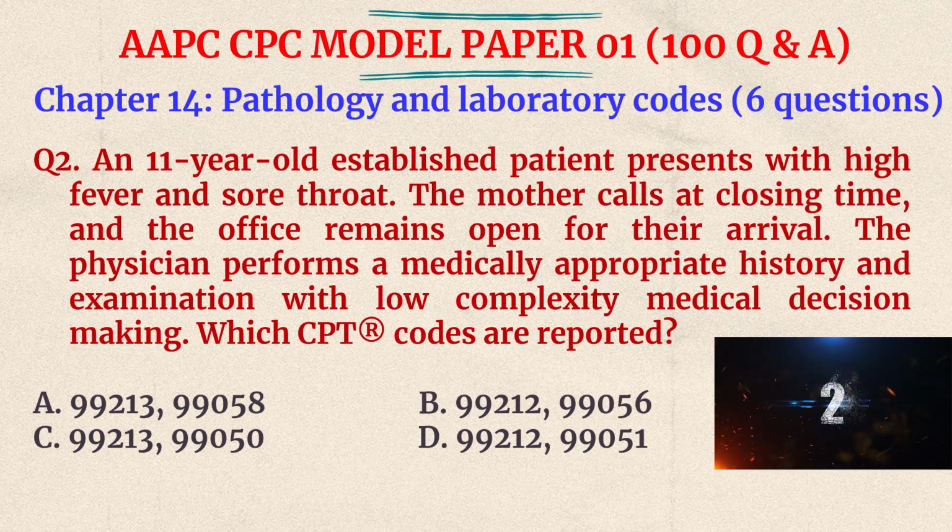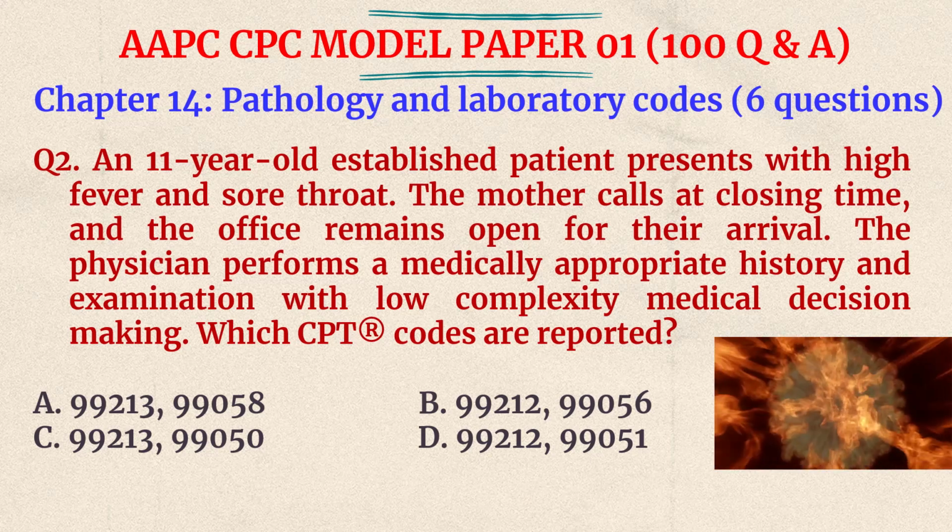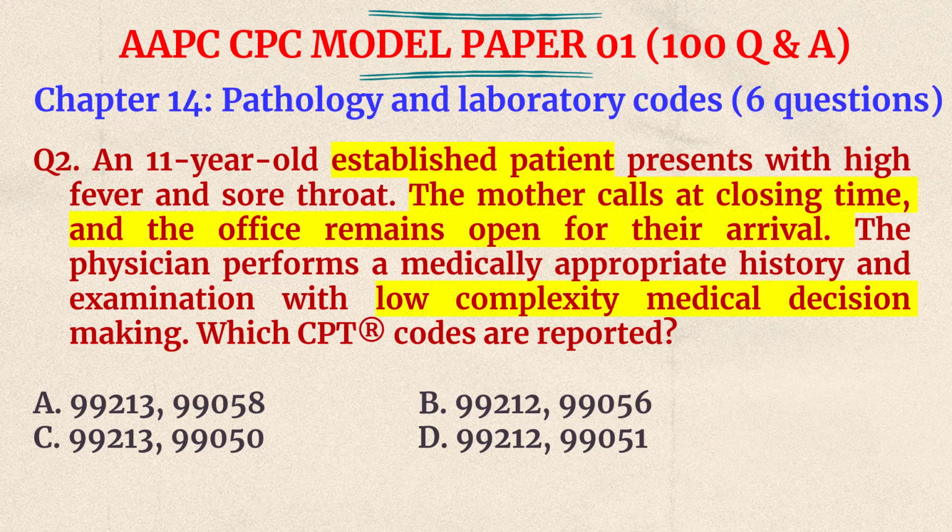3, 2, 1. In this case, you have to highlight this is an established patient, the mother calls at the closing time, and it is a low complexity medical decision. When you see the CPT codes, you can see the first option is 99213 and 99212, only 2 codes. And the other option is 99058 and 99050 and 99051. So adjacent codes are available. So you can use the elimination method to find the answer. So directly go to the codes.